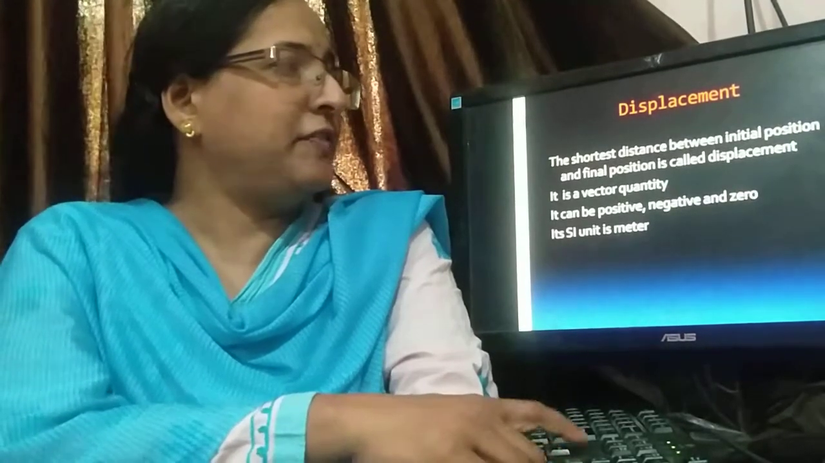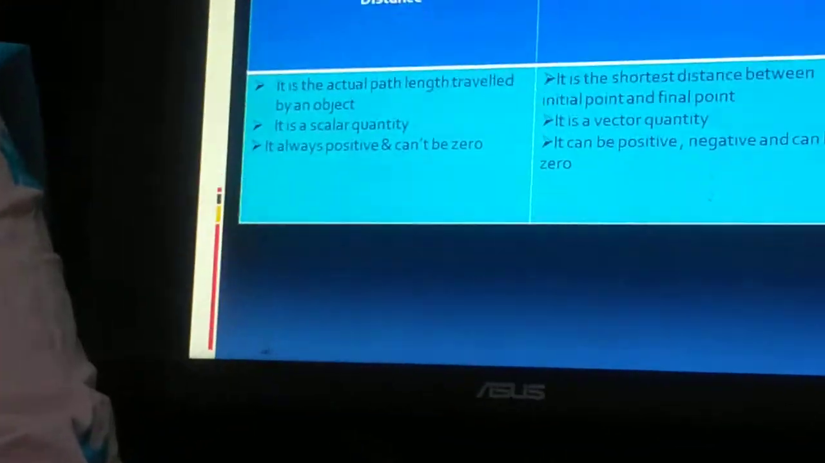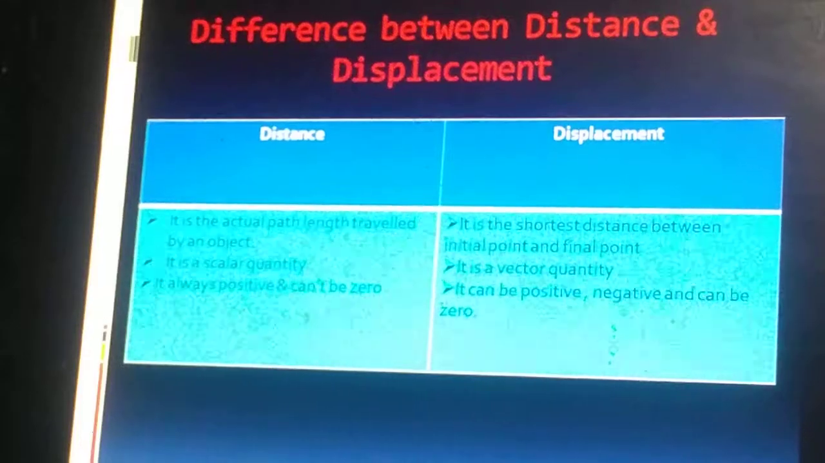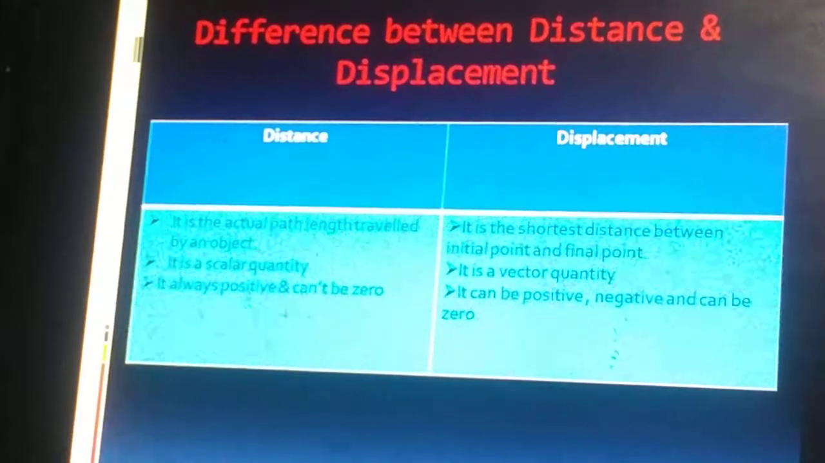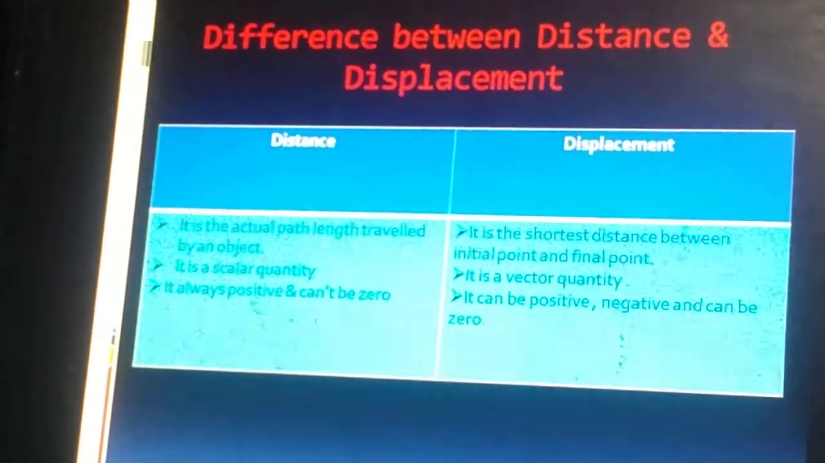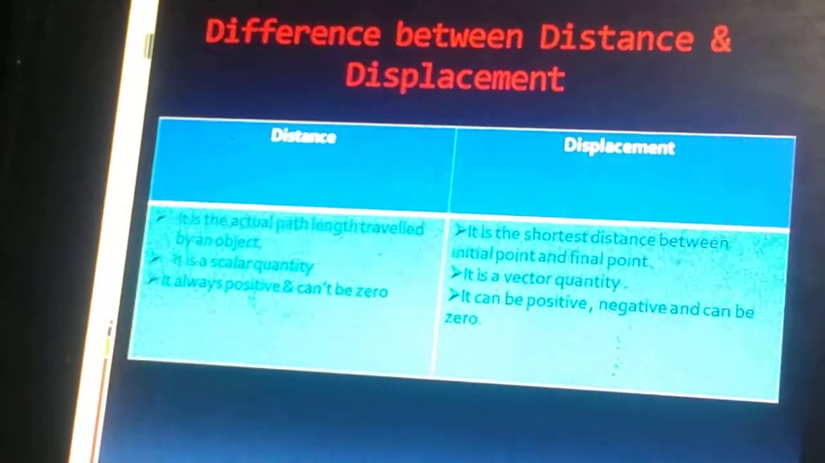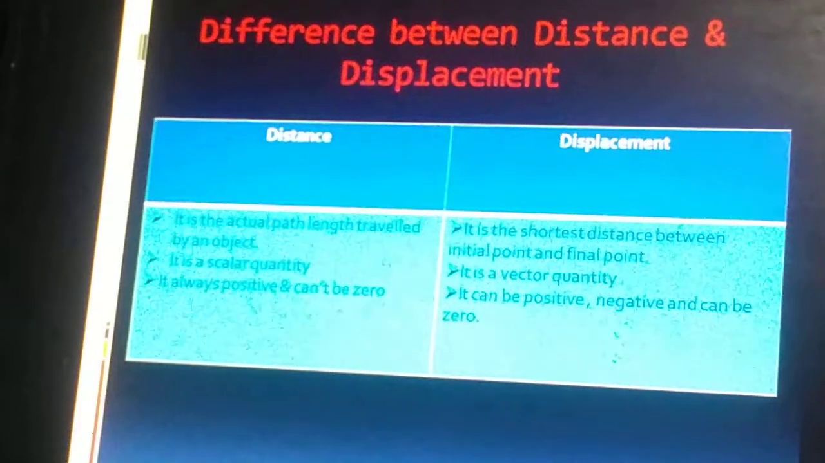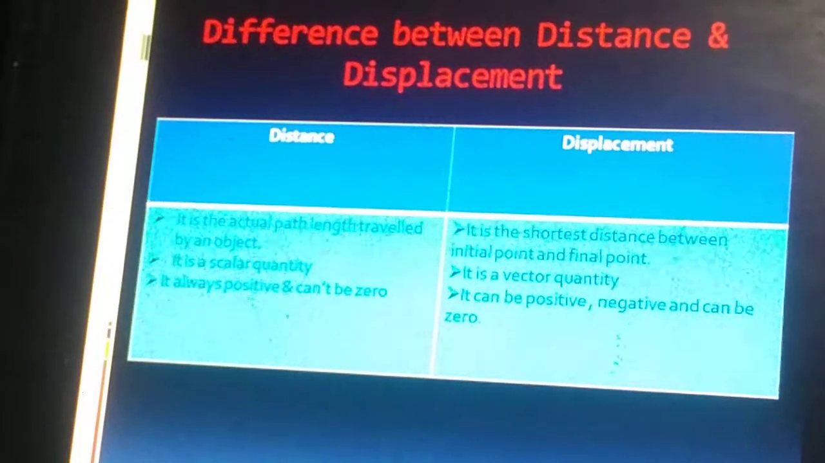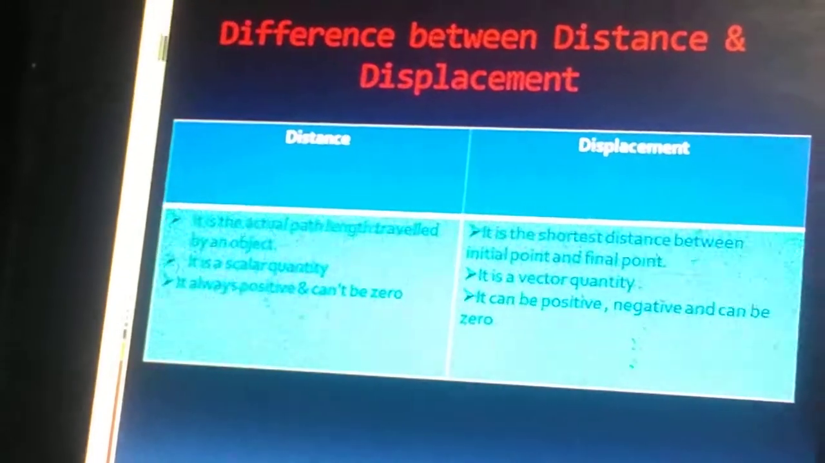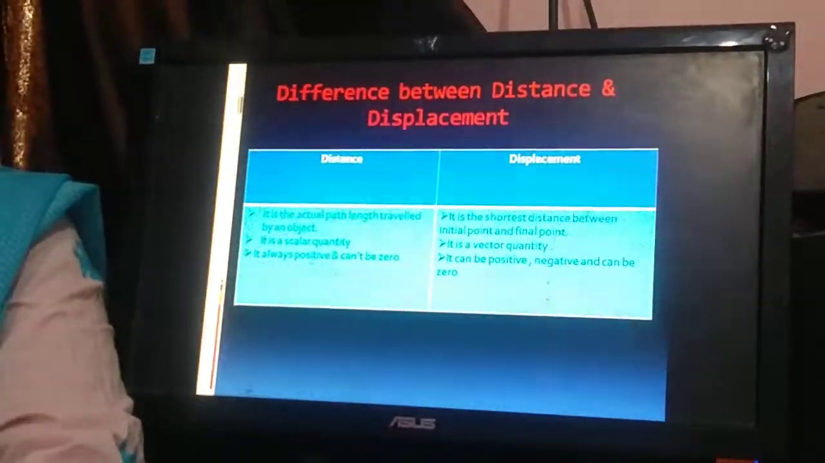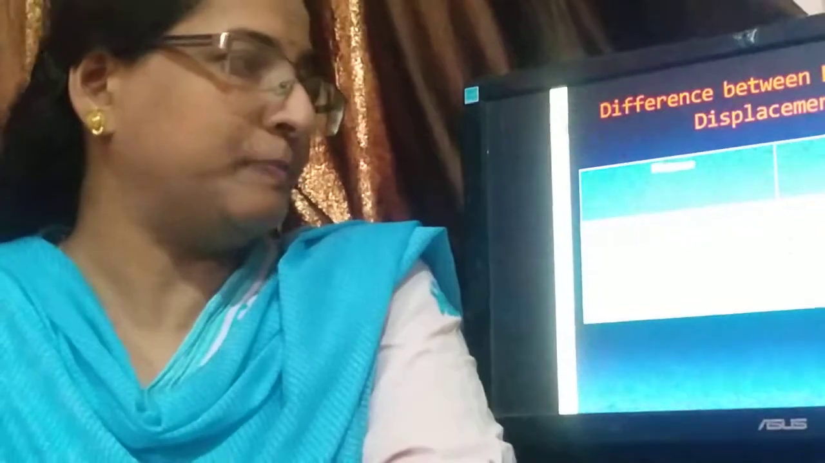So this gives the differences between the distance and the displacement. Distance is the actual path traveled by an object, whereas the displacement is the shortest distance between initial and final position. Distance is a scalar quantity, whereas displacement is a vector quantity. Distance is always positive and cannot be zero, whereas displacement can be positive, negative, and it can also be zero.